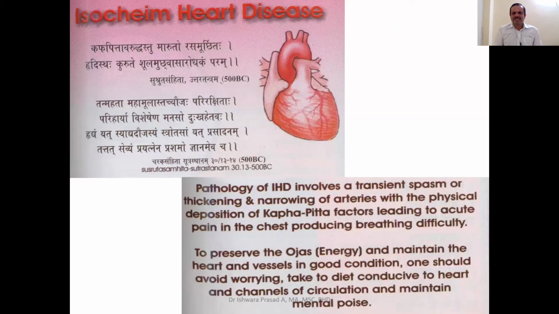Heart diseases are common today, we know. One of the heart diseases is mentioned in Sutrasthana, about 500 BCE. The pathology of IHD involves a transient spasm or thickening and narrowing of arteries with the physical deposition of kapha and pitta factors, leading to acute pain in the chest, producing breathing difficulty. To preserve the energy and maintain the heart and vessels in good condition, one should avoid worrying, take a diet conducive to the heart and channels of circulation, and maintain mental poise.